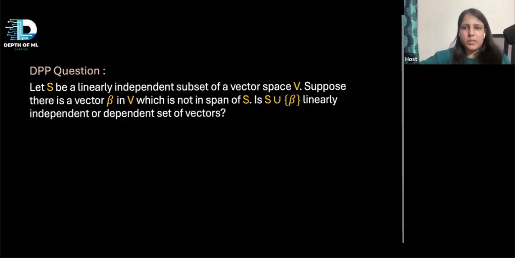The rest I will give you in the quiz. I'll give you more tricky questions in the quiz. This is your daily practice problem. Let me define it for you. Let S be a linearly independent subset of vector space V. Suppose that there is a vector beta in V which is not present in the span of S. So it's not in S. If I take the union of this vector beta and S, is it a linearly independent or dependent set of vectors? You have to do this as the DPP and give me a reason why this is so.